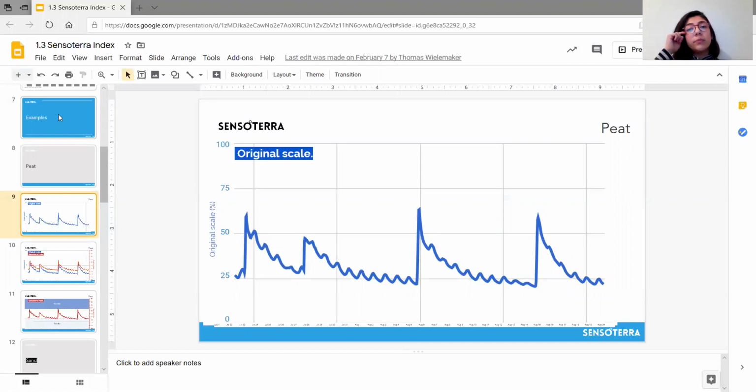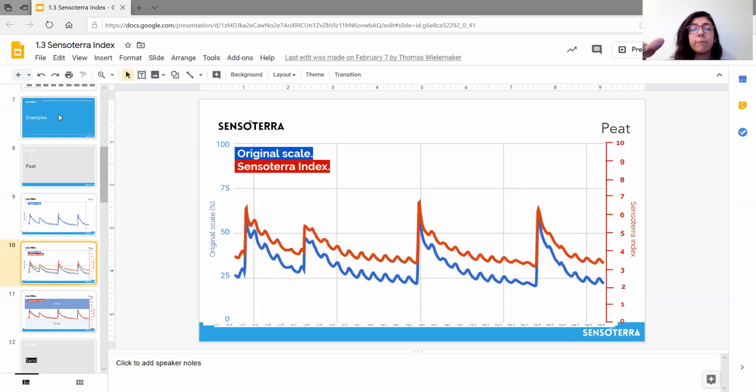So with the peaks throughout time, in the horizontal axis you have time. This graph is indicating soil moisture per time. You will see the behavior of your soil. For example, for peat soils, you have setting points from 25 to, let's say, 70% for the original scale.